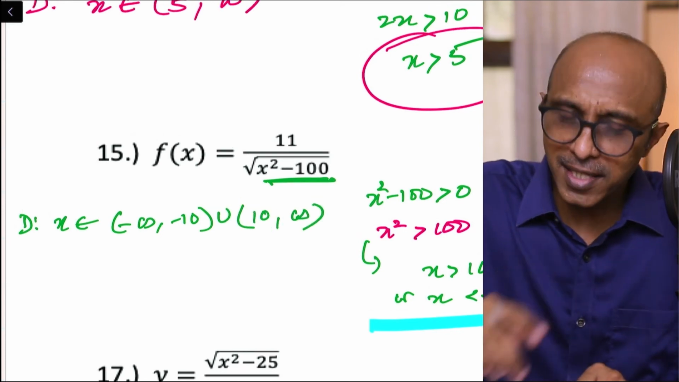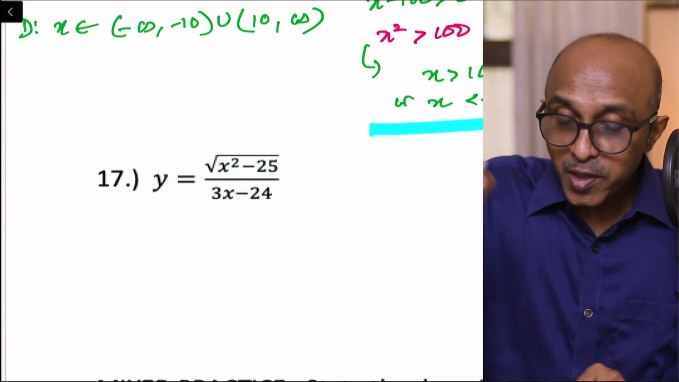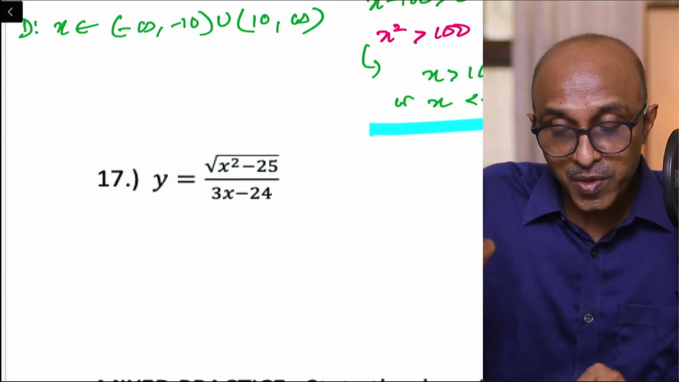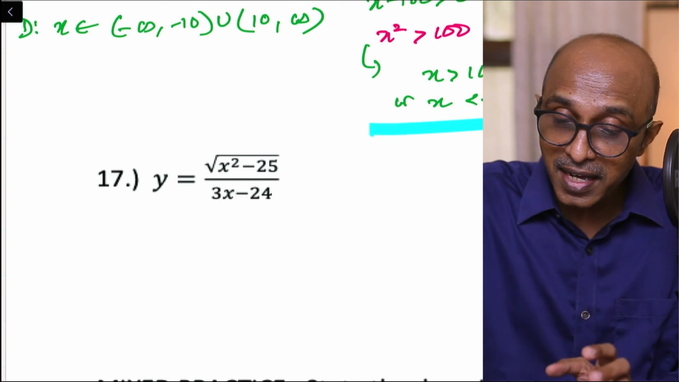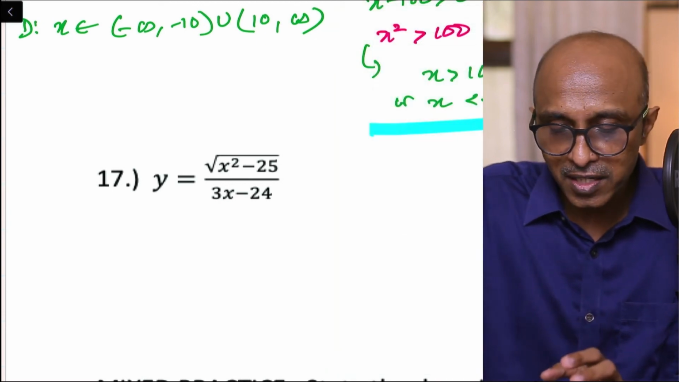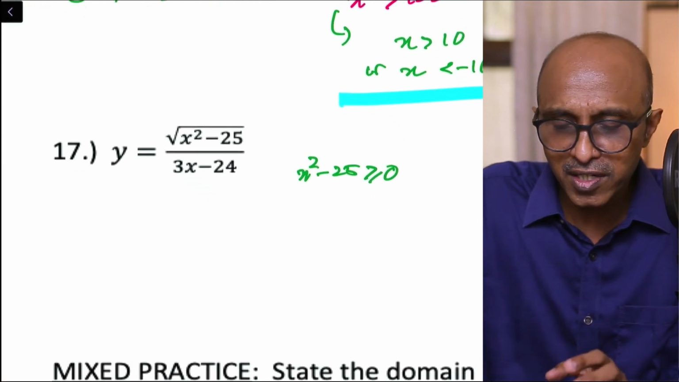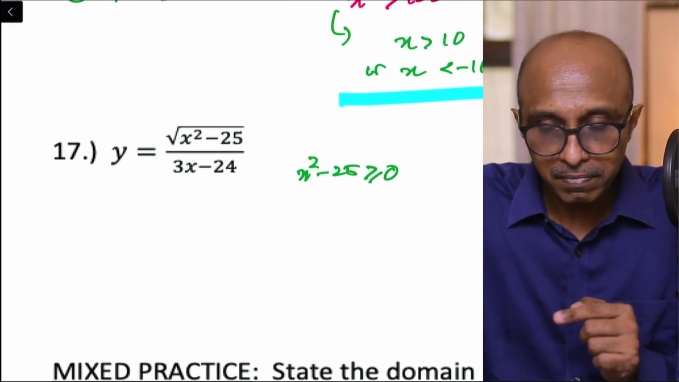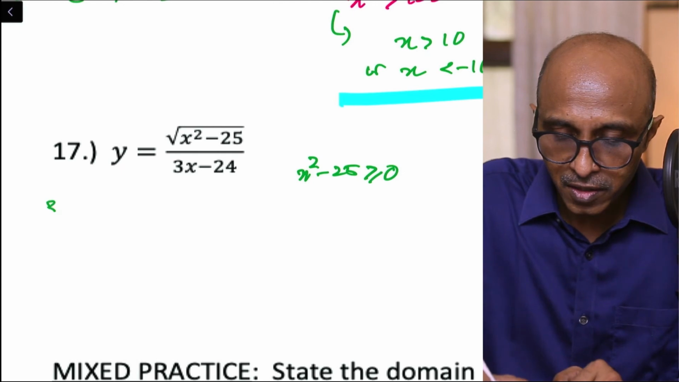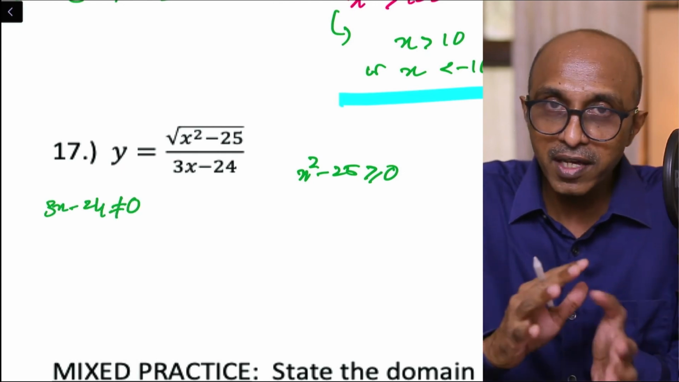One more example, last example. The square root of x squared minus 25, divided by 3x minus 24. This time the radical is in the numerator. So we can say x squared minus 25 can be greater than or equal to 0. Can you see that? Because it's in the numerator this time. But the denominator has something else. We can say 3x minus 24 should not be equal to 0. Okay, that's the combination idea.